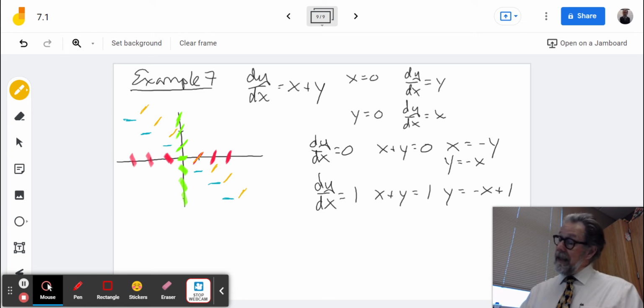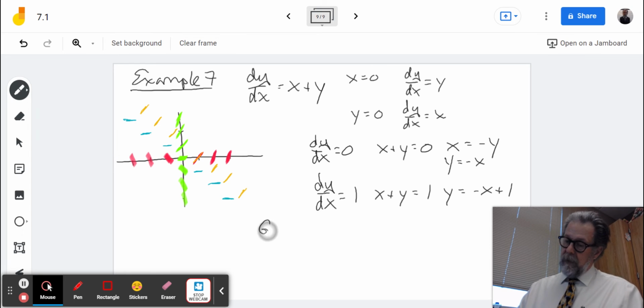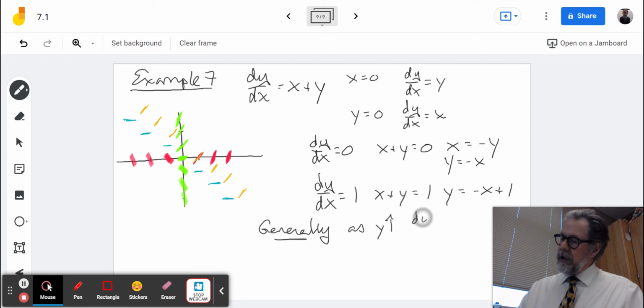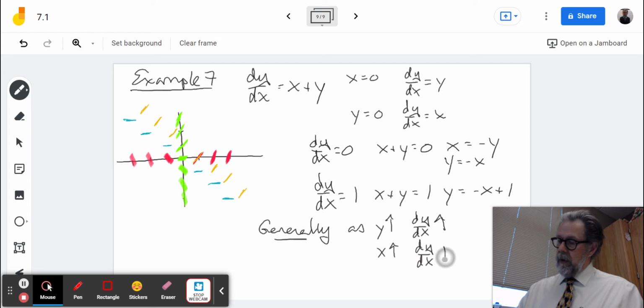So let's generally think about what happens here. As y increases, slope increases, again holding x steady. If y increases, the slope increases. Holding y steady, as x increases, the slope increases.